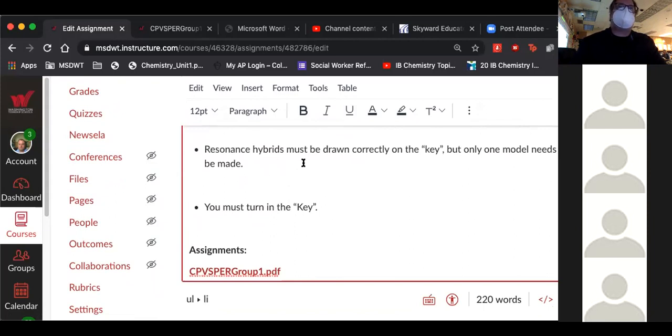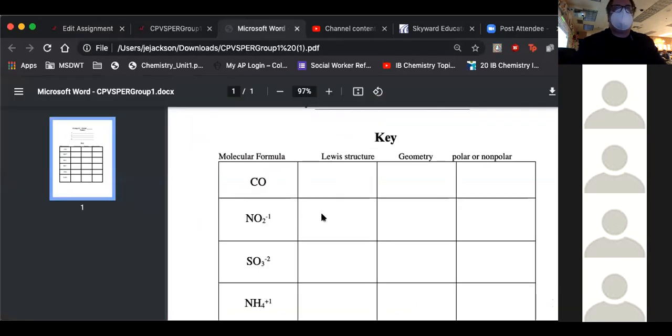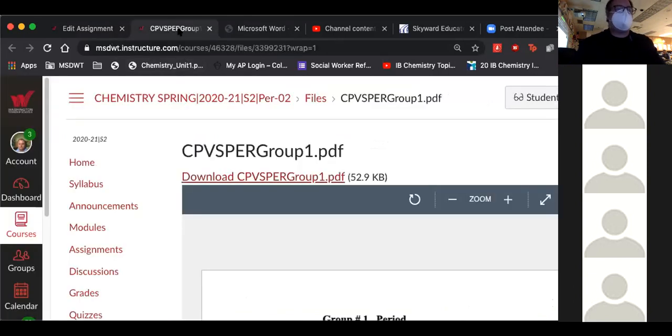Resonance, if it shows resonance, all you have to do is draw it on the key, which is this thing. You have to draw it on the key here, if it shows resonance, but you don't have to make multiple models of that.